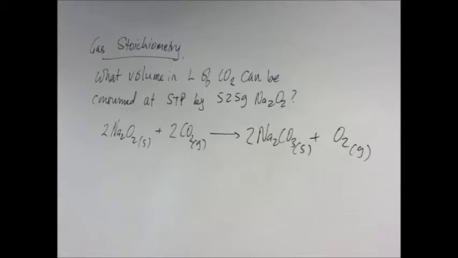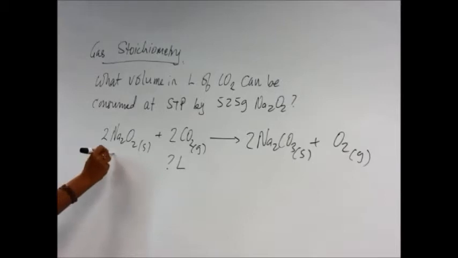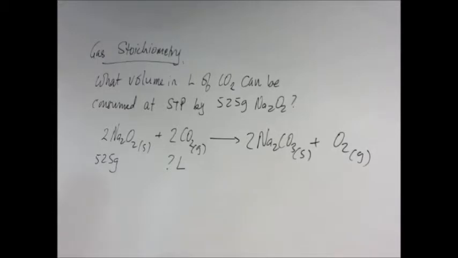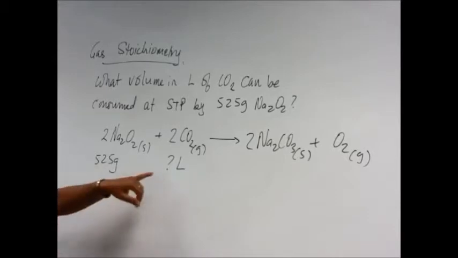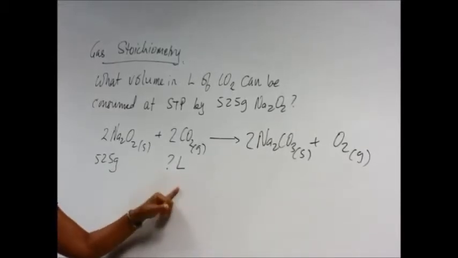Aqueous is definitely only for chapter 4 though, those kind of things where you have precipitations or acids and bases. So what volume in liters can be consumed at STP by 525 grams of sodium dioxide? That's the question. If this was chapter 3, you would be calculating the grams of carbon dioxide, but this is not chapter 3. We're in chapter 5 now.